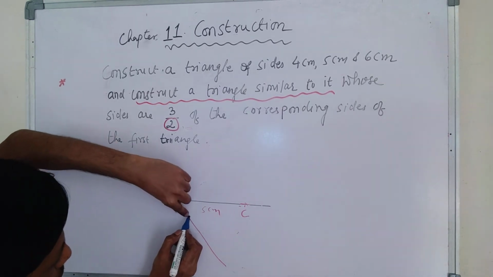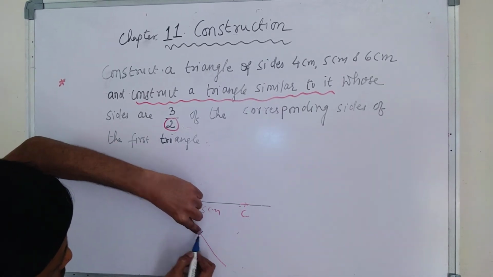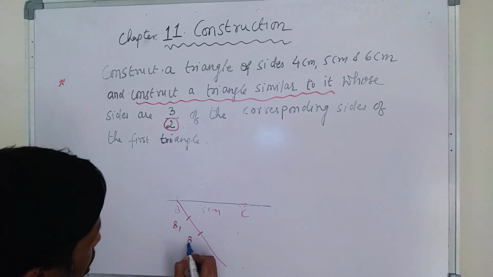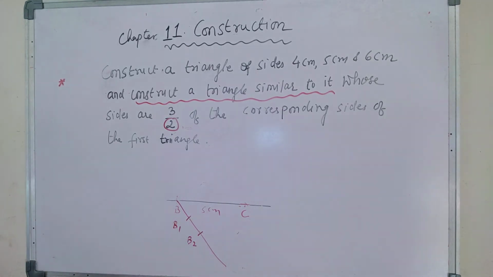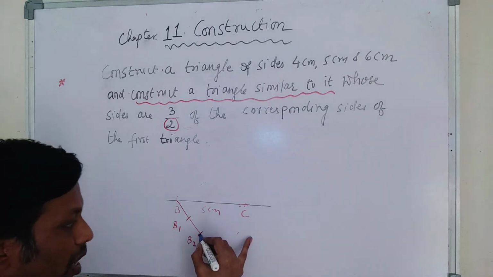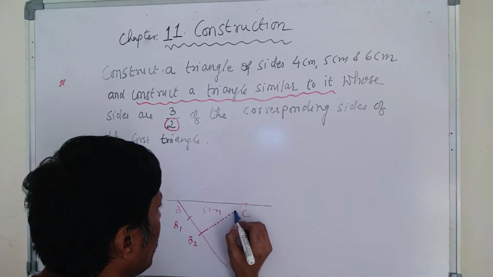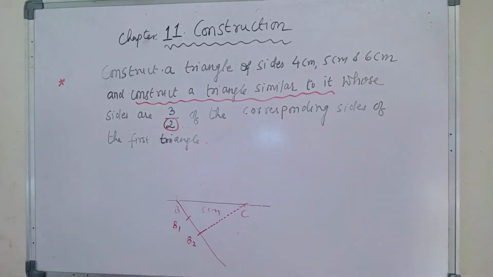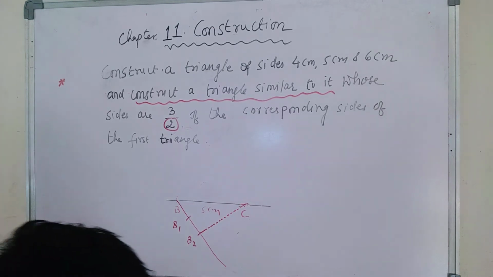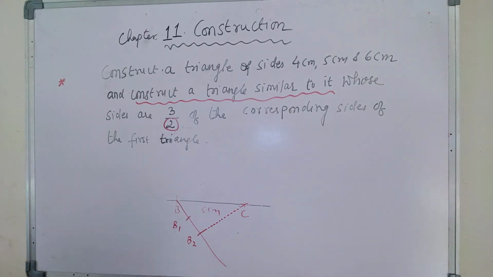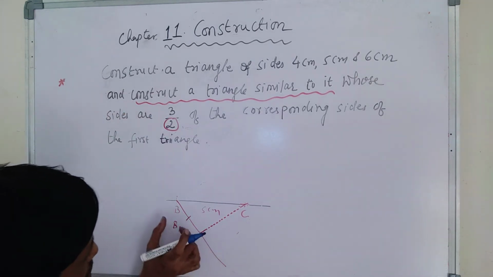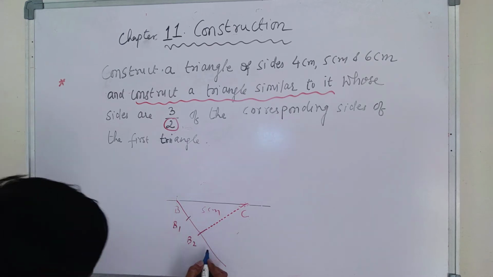So 1 and 2, B1 and B2. What is the next procedure? We'll be joining this with the endpoint. Same procedure as we were looking for. Once this is done, there are three segments, so I'll be drawing three. So B1, B2, and sorry, B3.